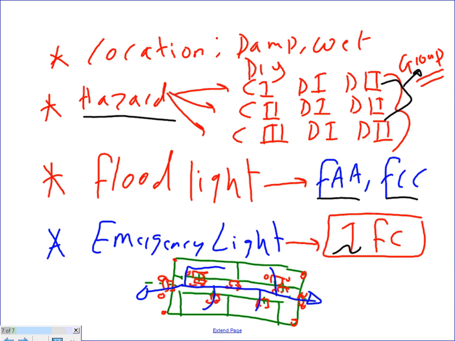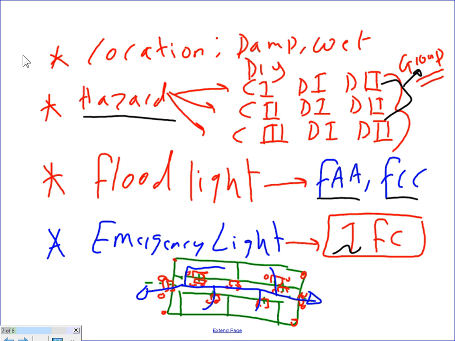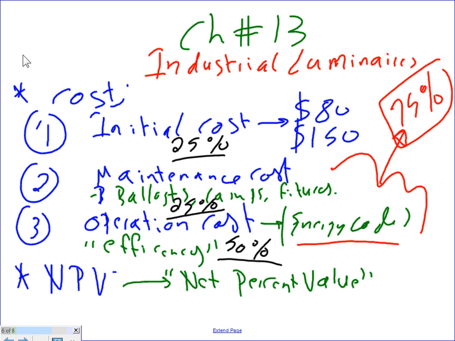So let me recap. Location: damp or wet location, hazardous location, all these flammable gases, combustible dust, ignitable fibers, big deal. Floodlights, you have to adhere to FAA and FCC regulations, airplanes and communication, and emergency light, 1 foot candle. And that's basically about it in terms of consideration for lighting fixtures. So this chapter covers 2 things. Please read it one time in your life, guys, a couple of pages.